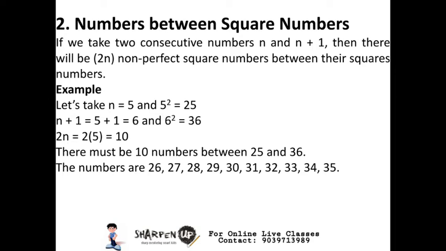The second pattern is, if we take two consecutive numbers, like if we say n, then what is the next natural number? It's n plus 1. Then there will be 2n non-perfect square numbers between their square numbers.